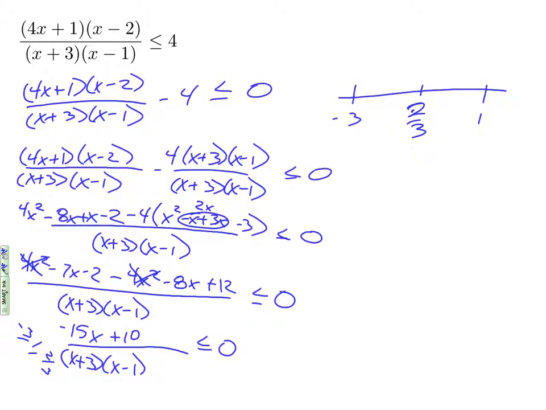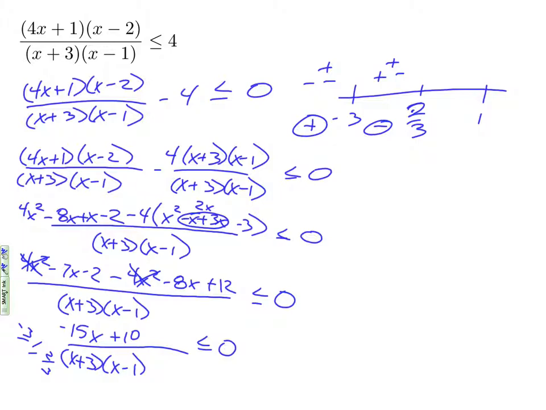So left of negative 3, negative 4. If I plug negative 4 into the top, positive. Negative 4 into the bottom left, negative. Negative 4 into the bottom right, negative. So those two are negative, so the combination of the 3 is a positive. Between negative 3 and 2/3, 0. 0 on the top is positive. 0 bottom left is positive. 0 bottom right is negative. So the combination of those 3 is a negative.